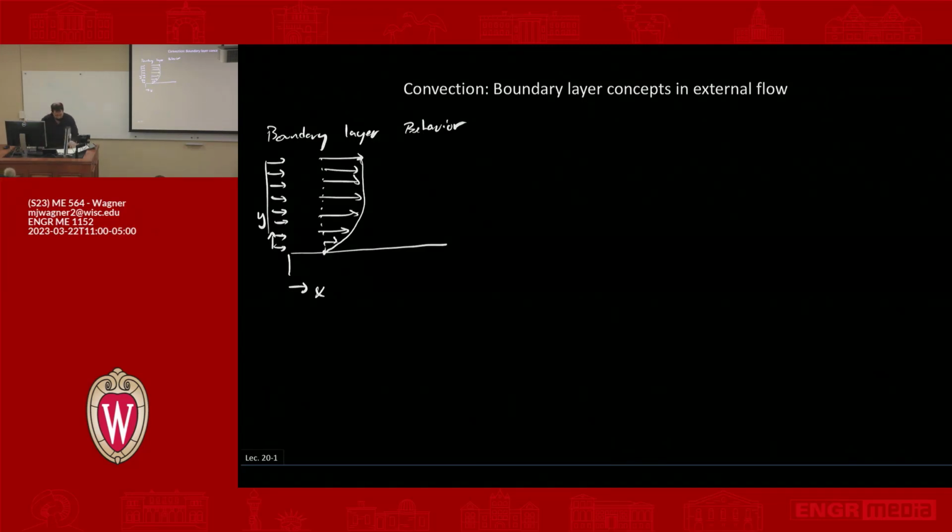So we would call this u as a function of y. So we're saying the velocity profile u is a function of y at some position x. So this is the velocity profile, but what do we mean by a boundary layer? Well, a boundary layer, as it applies to this momentum situation, is any part of the velocity profile that's affected by the presence of this plate.